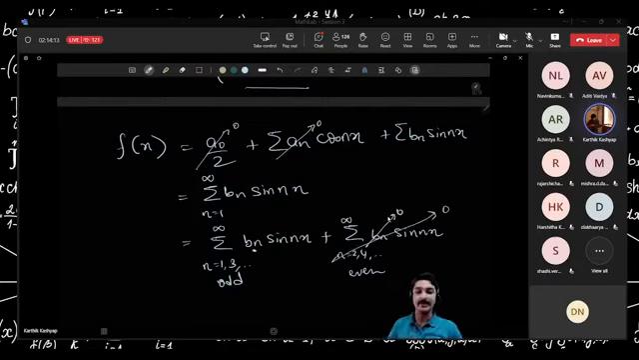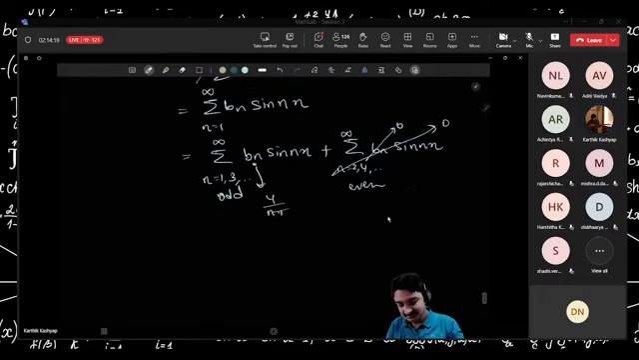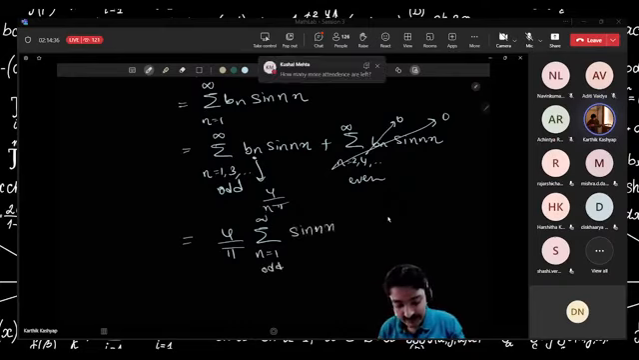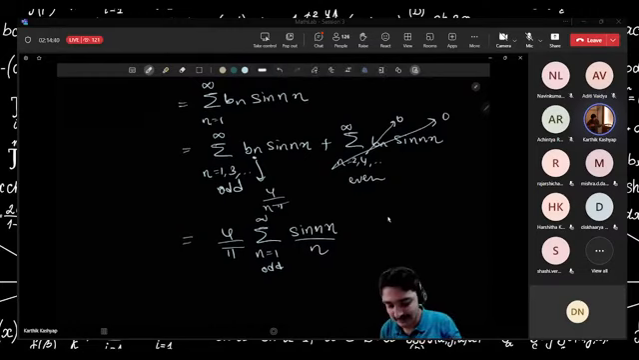This summation, on the other hand, bn is equal to 4 by n pi for all n odd. So as it is a constant, we can just take it out. N is not a constant. Only 4 by pi is constant. So 4 by pi times of summation n is equal to 1 to infinity for only odd values, sin nx divided by n. So this is what we have obtained so far with the Fourier series.